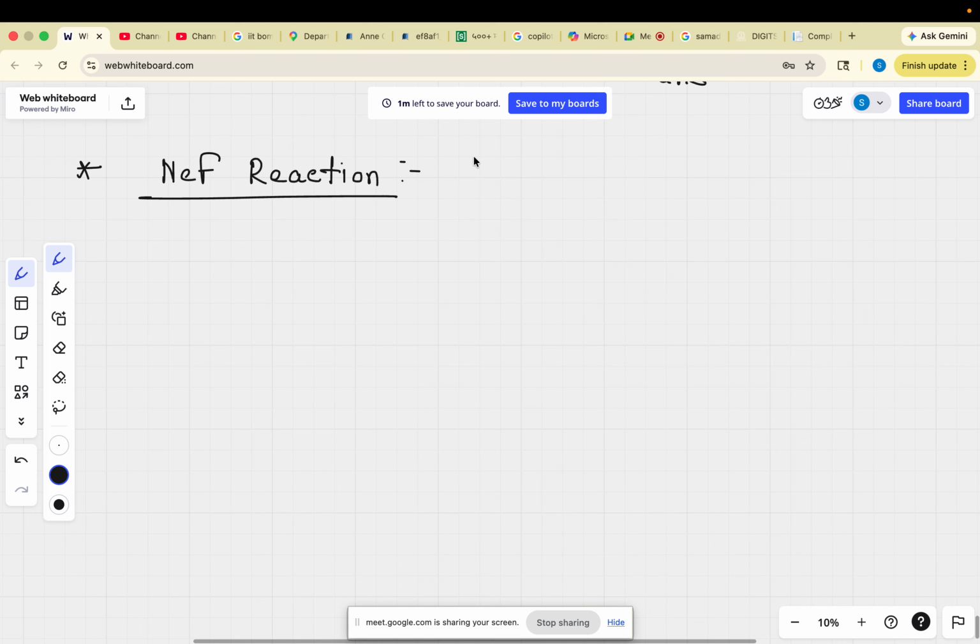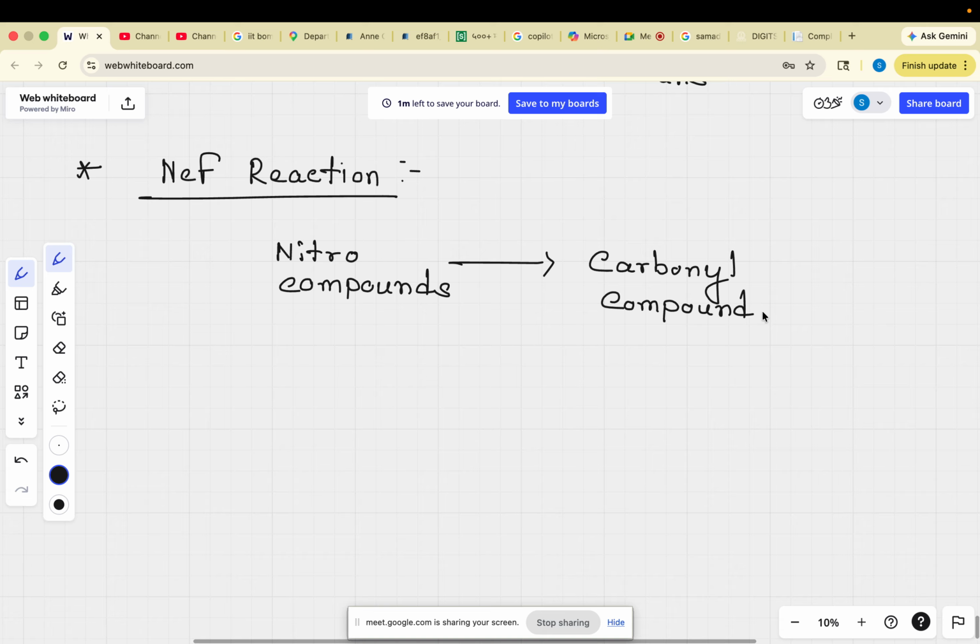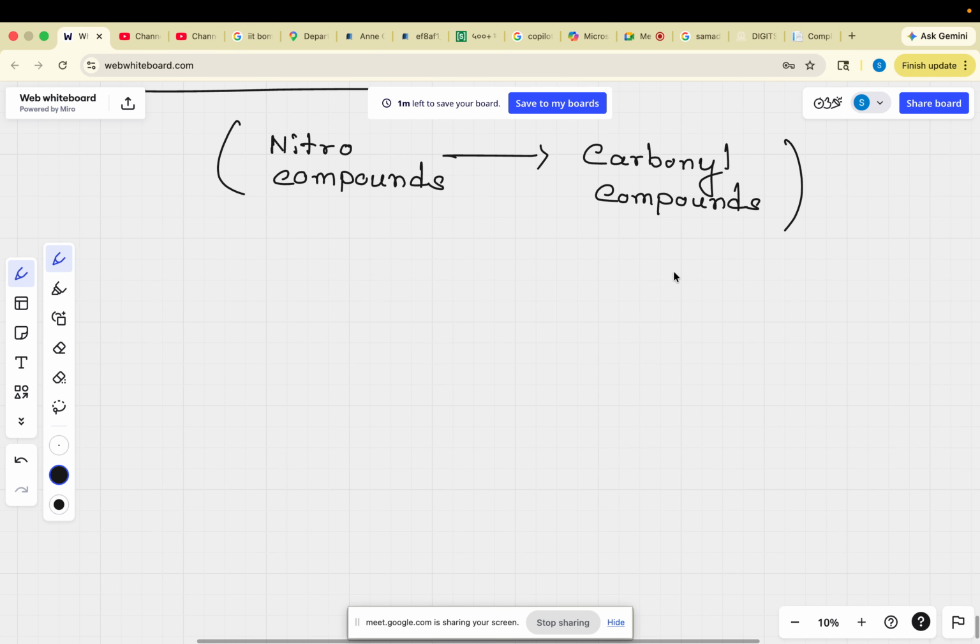So next is your NAF reaction. So what is happening by this NAF reaction? If you have nitro compounds, these nitro compounds will directly convert into your carbonyl compounds. Nitro compounds will convert directly into carbonyl compounds. Now suppose you have this nitro.